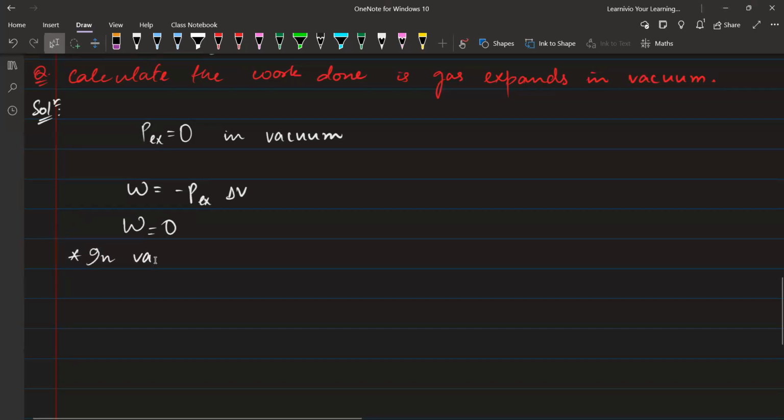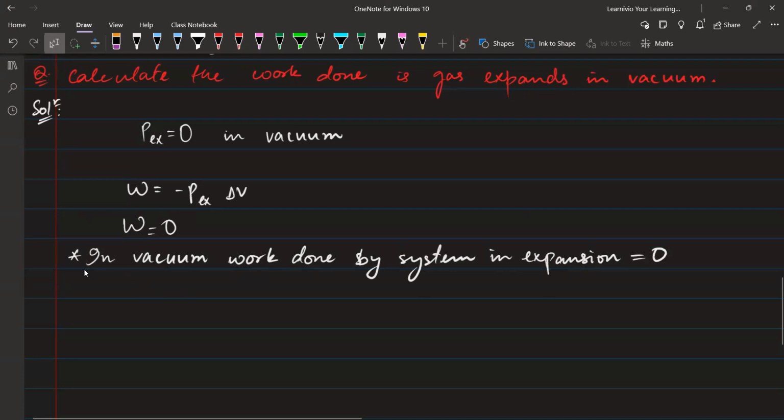In vacuum, the work done by the system in expansion is equal to 0. This situation is known as free expansion. All of these things are important. You have to memorize what the work done in free expansion is. Free expansion, so the work is free, zero, right? What is the work done in free expansion? It is equal to 0. You have to memorize these particular wordings also. When will that happen? When you practice questions again and again.